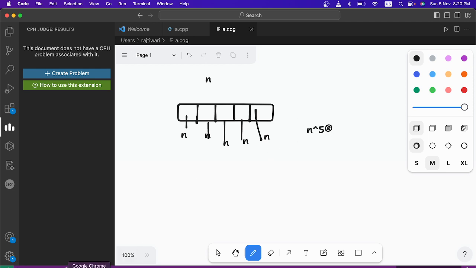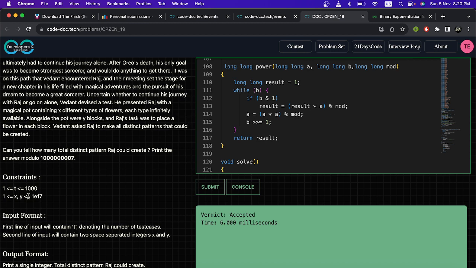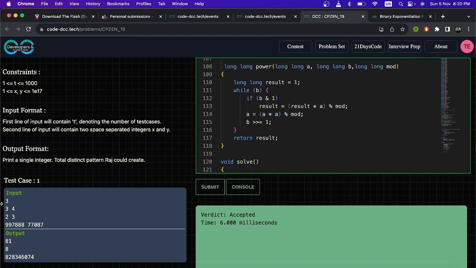So the same is true for our question too. You are given X and Y. So the answer for this will be X power Y. Here you can see for 3 4, it is 81. 3 power 4 is 81, right? Similarly here for 2 3, it is 8.